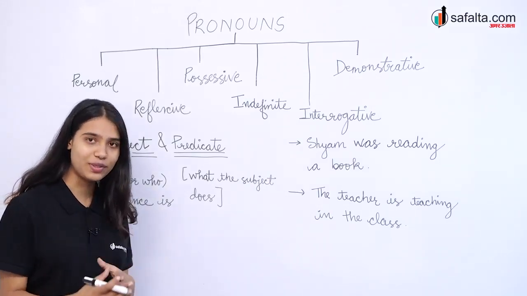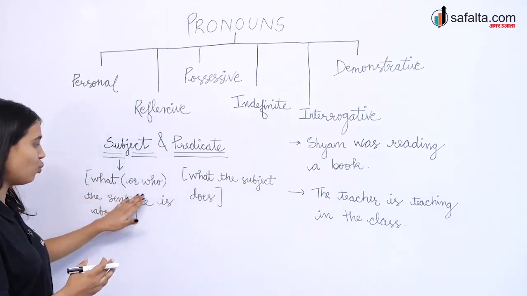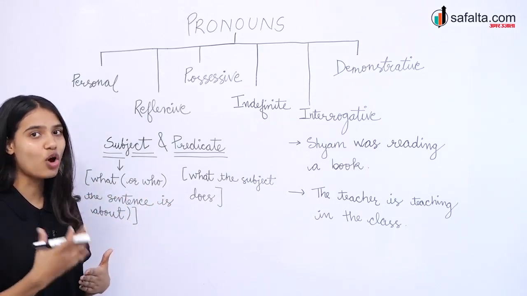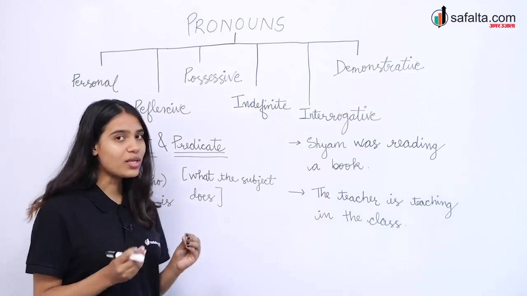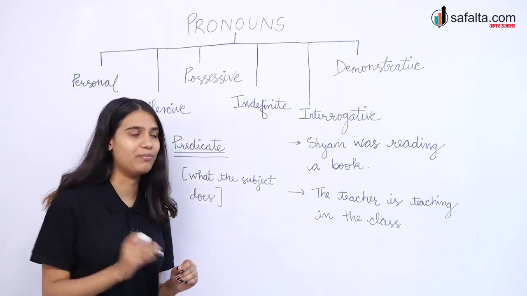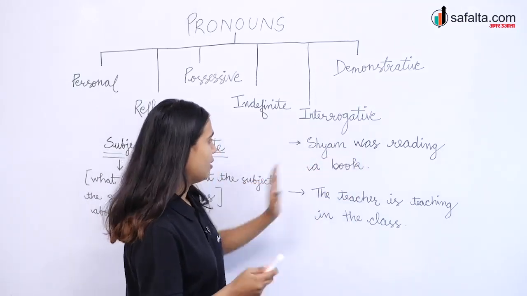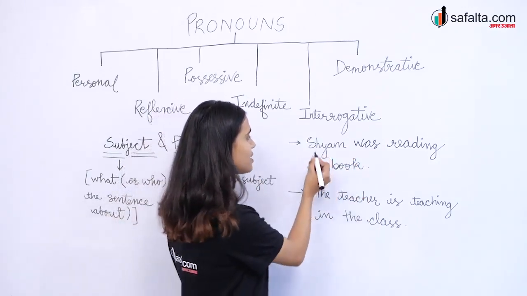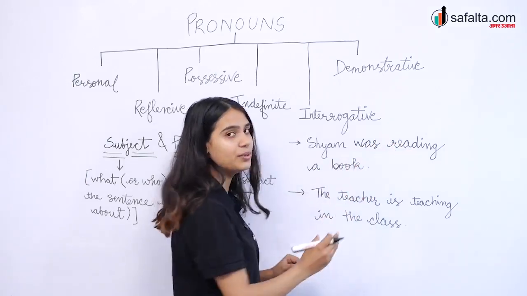I will tell you with examples, don't get worried. Subject means what or who the sentence is about, who the sentence is talking about. And predicate means what the subject does. Let's understand it with examples. I have two examples here. Watch carefully and let's read the first sentence. The first sentence is: Sham was reading a book.